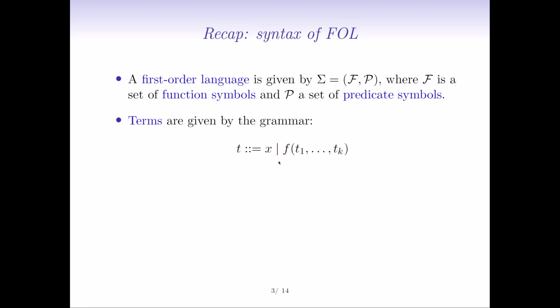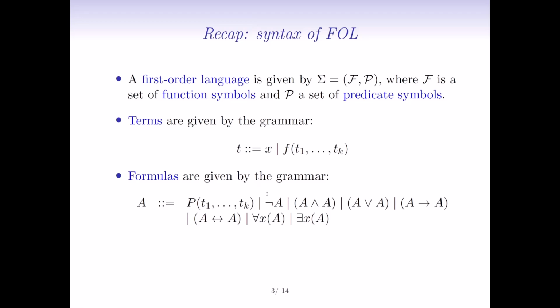Then we have the concept of a term. A term is either a single variable x, or it is a function symbol which comes with an arity k, the number of arguments that it takes, applied to k terms. So this is an inductive definition that explains how to build up larger terms from smaller ones. In particular, if f has arity 0, then it's a constant symbol, and this definition implies that any constant symbol is also a term just by itself.